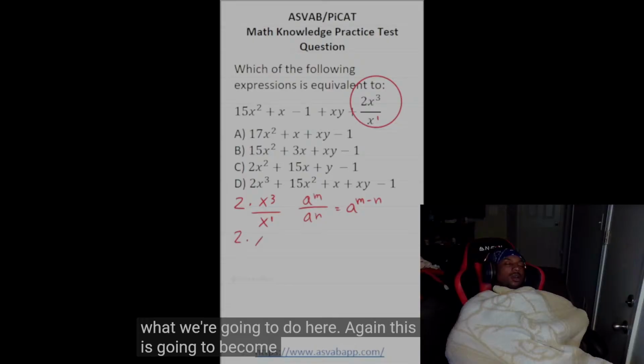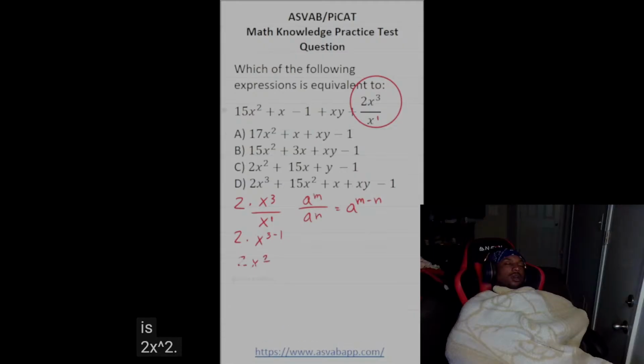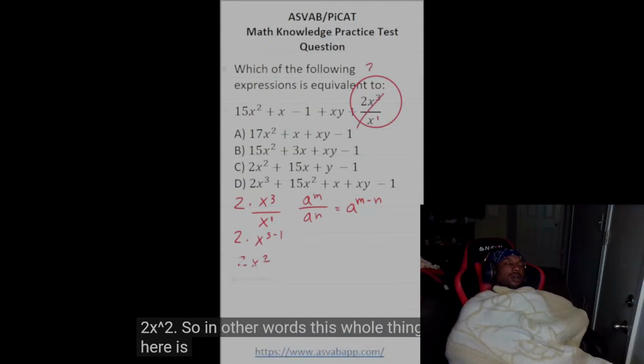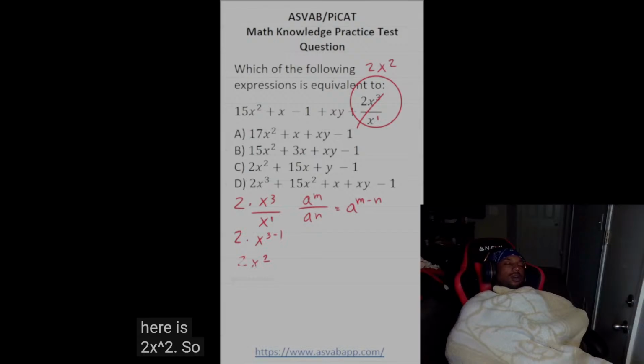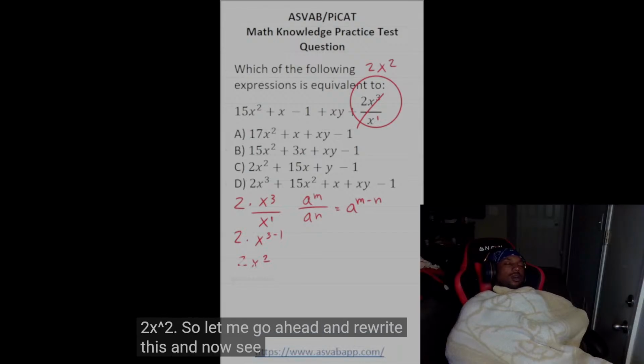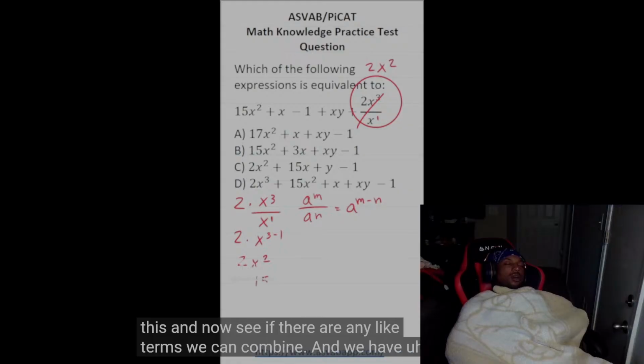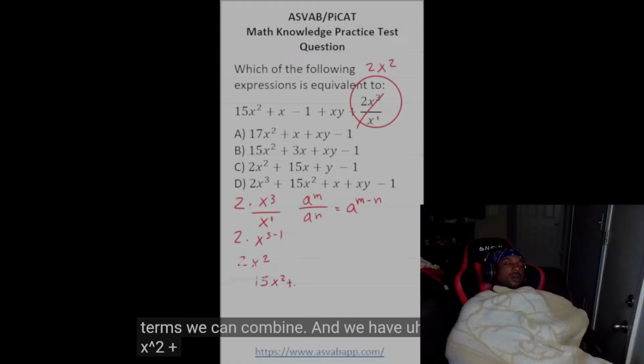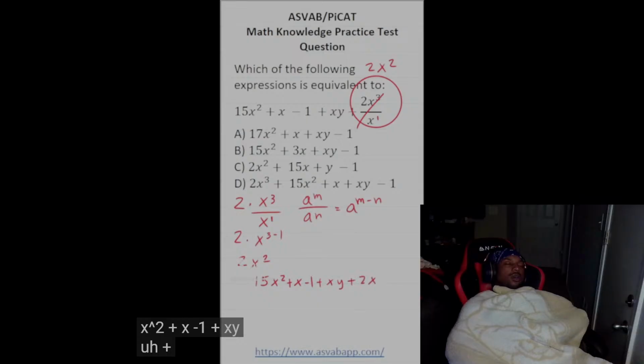Again, this is going to become x to the third minus 1, which is 2x squared. So in other words, this whole thing here is 2x squared. So let me go ahead and rewrite this and now see if there are any like terms we can combine. And we have 15x squared plus x minus 1 plus xy plus 2x squared.